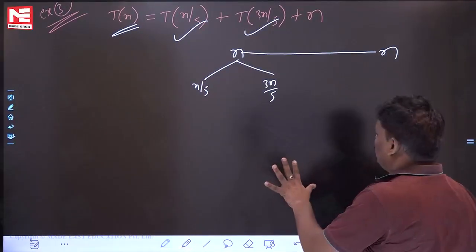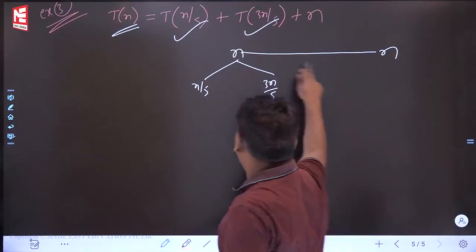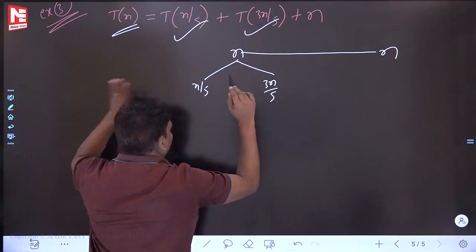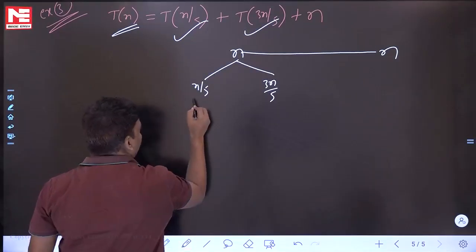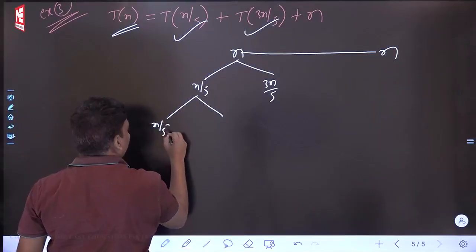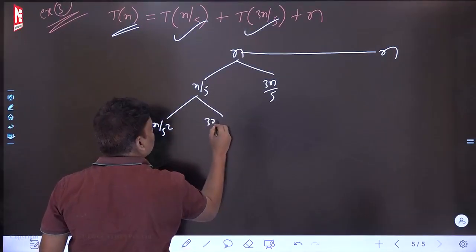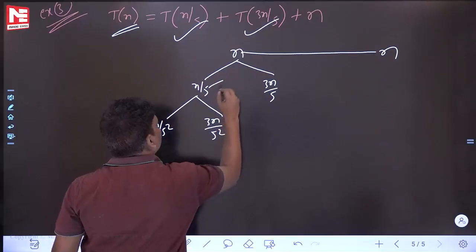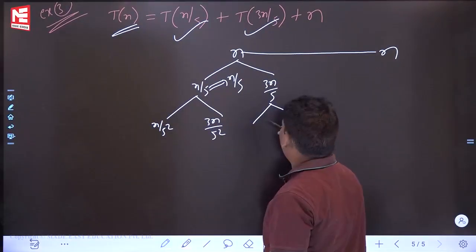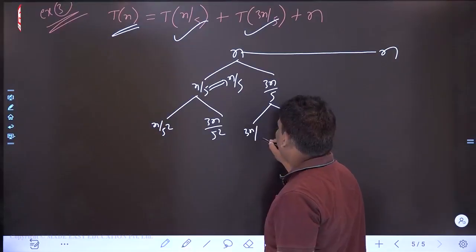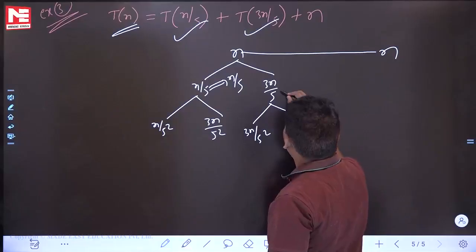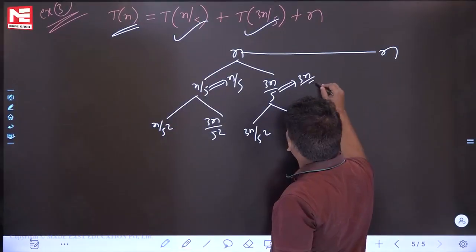If you really understood what is happening here, let me repeat the same thing for further levels also. What is the answer? n by 5, left multiply by 1 by 5. What is the meaning? n by 5 square. Right multiply by 3 by 5, what is the answer? 3n by 5 square. Whatever is there on the right stays as it is: n by 5 and 3n by 5. Same thing here: 3n by 5, left multiply by 1 by 5 gives 3n by 5 square, right multiply by 3 by 5 gives 3 square n by 5 square. Here also, as it is, you write 3n by 5.